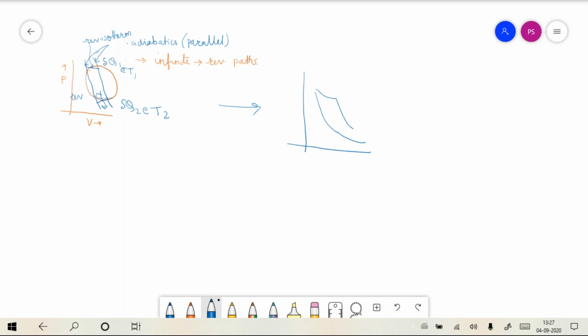This kind of thing. Let me draw it. So this sort of thing, wherein this is the reversible isotherm. The heat transfer is del Q1, which is occurring at some constant temperature T1, and there is a heat rejection.